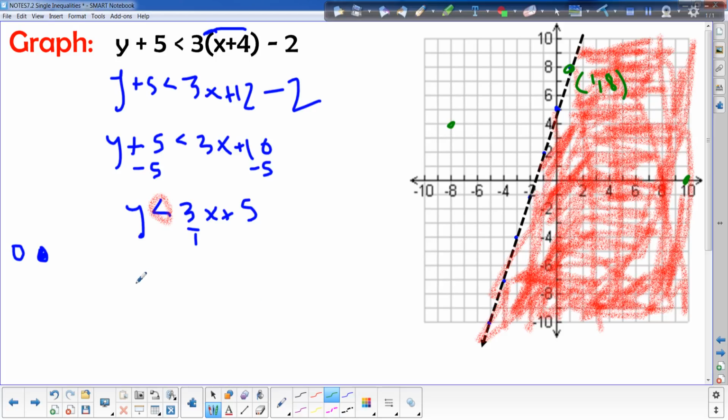Let's plug it in. 8 is less than 3 times 1 plus 5. That is 8 is less than 3 plus 5, which is 8. Is 8 less than 8? No, it's not. So there you can see that points on the dotted line are not solutions. The shaded area is still the solution, but because we're talking about a dotted line, the line itself is not a solution.